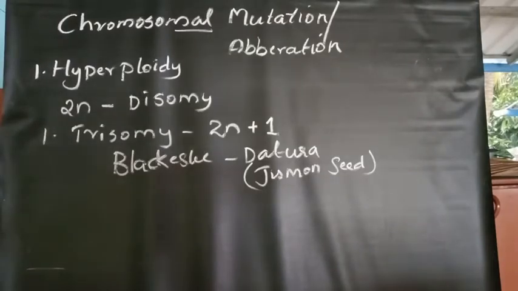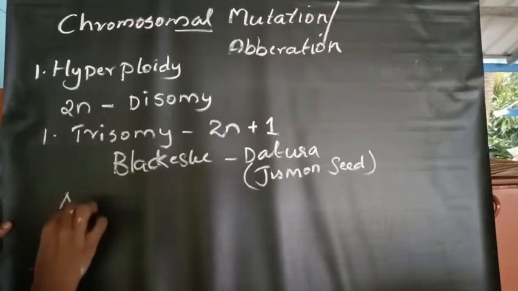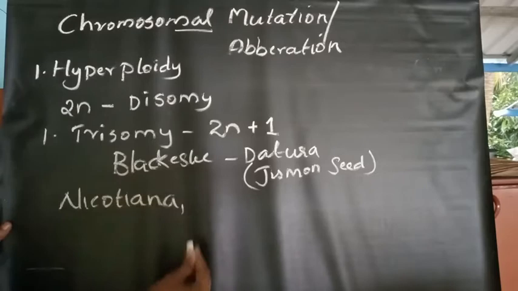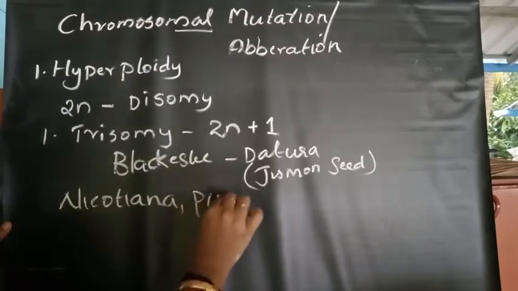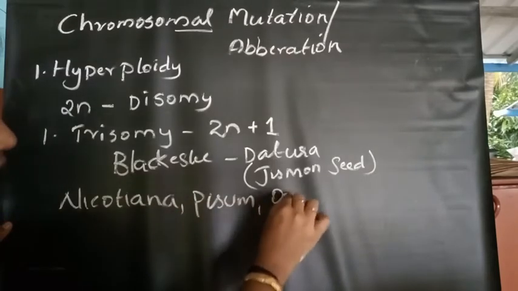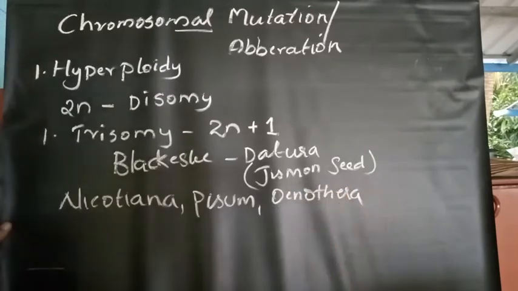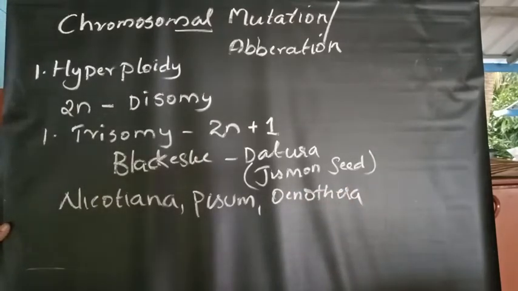Other plants also showing trisomies are Nicotiana, Pisum, and Oenothera. These plants also show trisomy.